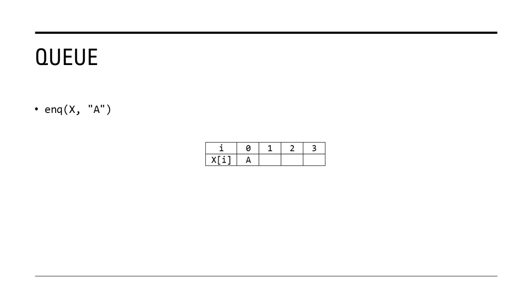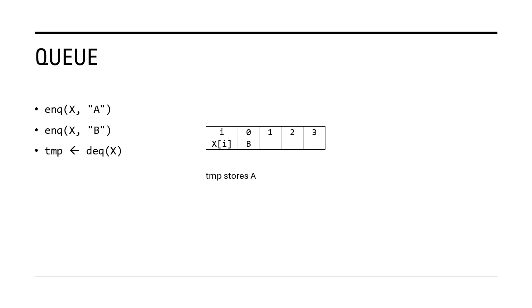For example, we want to add an element A into the queue X. The diagram shown on the right is an example that may appear on your exam paper. This is what appears after adding a second element B to the queue. Next, we remove an element from the queue and store the element in a variable called temp. Finally, we add an element C to the queue, and this is the final diagram.